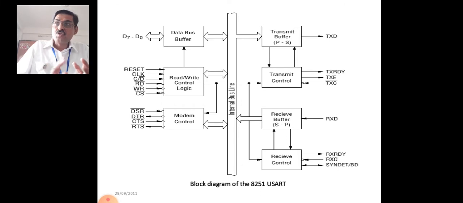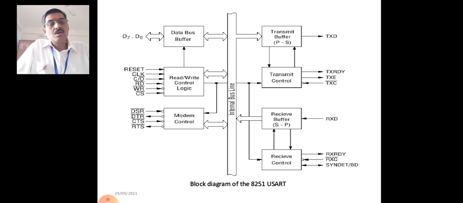So when the 8251 communicates with the modem, handshake signals are required. There are four handshake signals: DSR, data set ready; DTR, data terminal ready; CTS, clear to send; and RTS, request to send. These handshake signals are used to control the operation between the 8251 and the microprocessor or microcontroller.